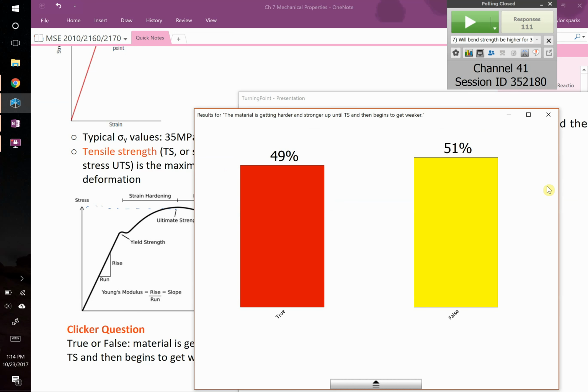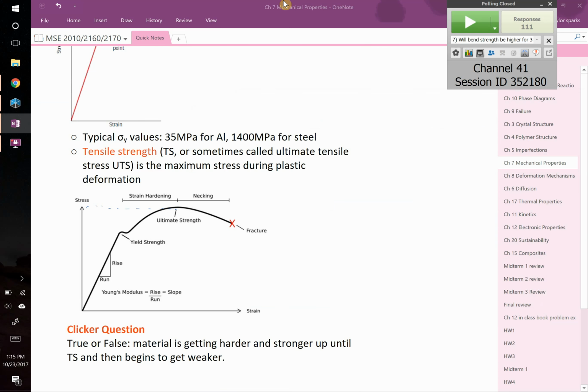Okay, true or false? Pretty even split on that one. I think I'll go back and give you points on either one on that one. So it's a bit tricky. It's a bit of a trick question too, right?